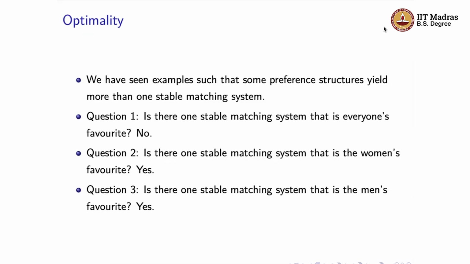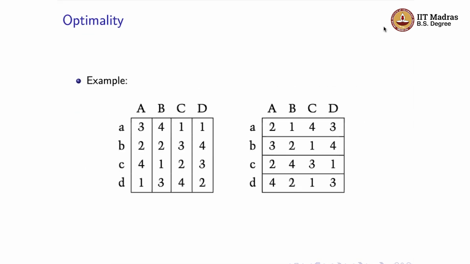So let's take a look at this in the context of one particular example just to illustrate what is going on here. We have, again, 4 men and 4 women. As usual, our notation is small a, small b, small c, small d for Mr. A, Mr. B, Mr. C, Mr. D, and capital A, capital B, capital C, and capital D for Miss A, Miss B, Miss C, and Miss D. And we have the preference rankings as before.